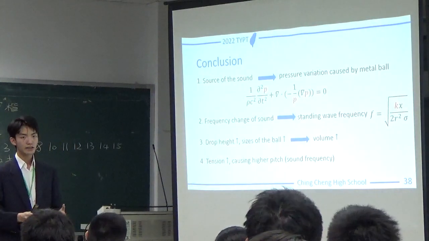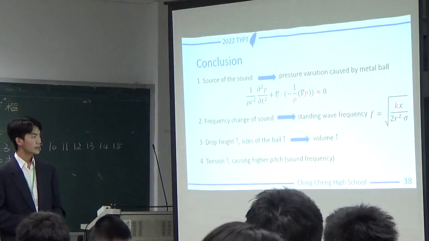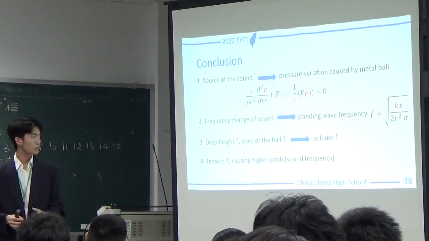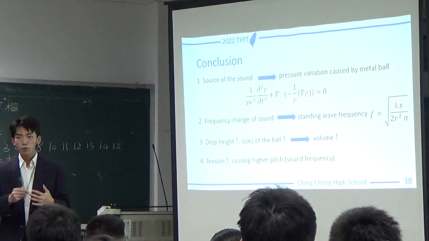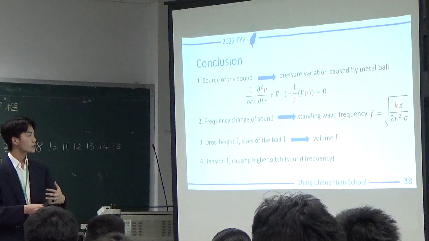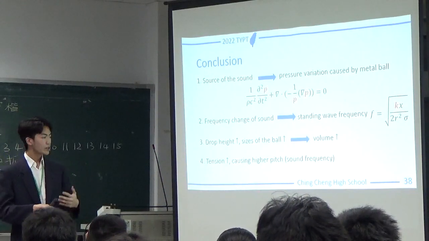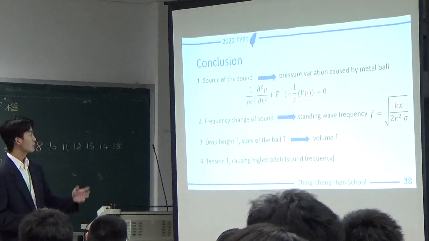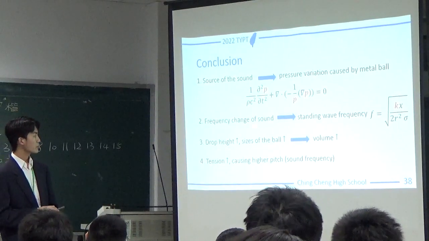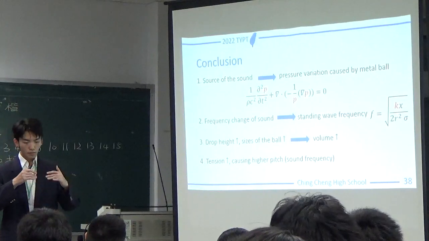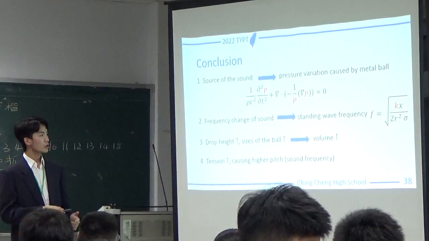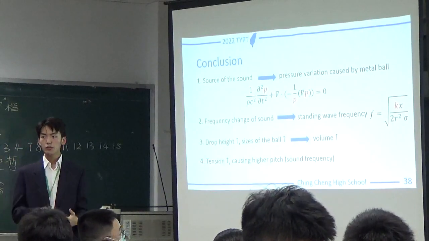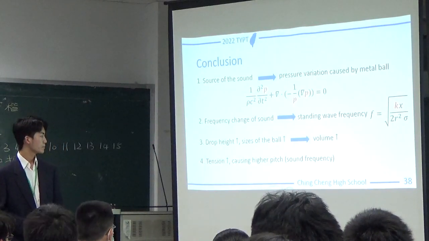We did the experiment with different drop heights and different sizes of the ball. And the experiment result shows that the bigger the deformation of the membrane, the higher the volume. To explore more sound characteristics, we changed the tension of the membrane to get a different pitch. From the theory, the frequency will be proportional to our spring constant, which is the tension of our membrane. And with the higher vibration of the membrane, we will also observe a higher pitch of the sound.